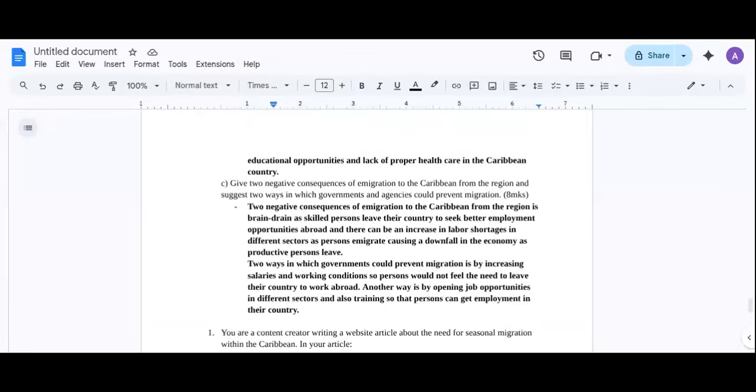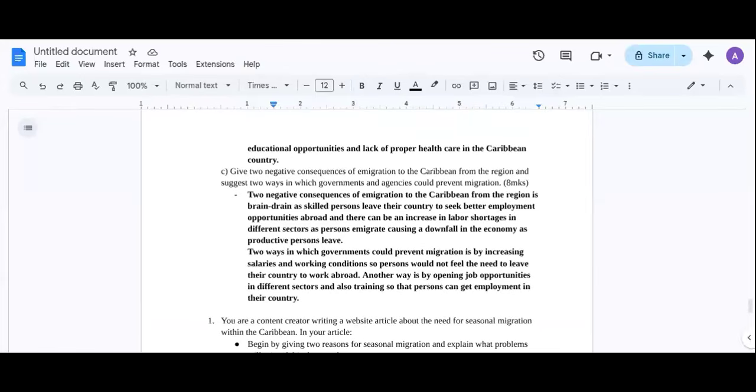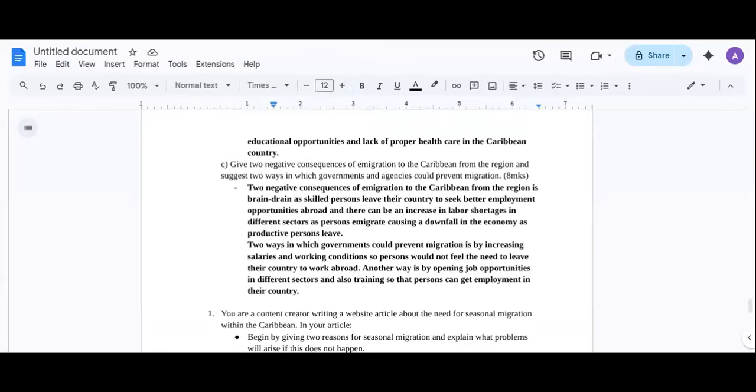You are a content creator writing a website article about the need for seasonal migration within the Caribbean. In your article, begin by giving two reasons for seasonal migration and explain what problems will arise if this does not happen.